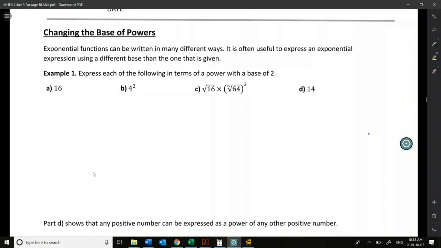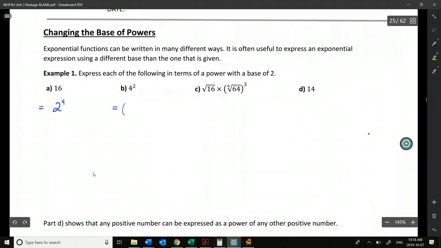I want to write all of these as bases of 2. So how do I write 16 with a base of 2? Julie? 2 to the power of 4. Was that a hand or not a hand? I don't know. She's got it. 2 to the 4. Okay, good.